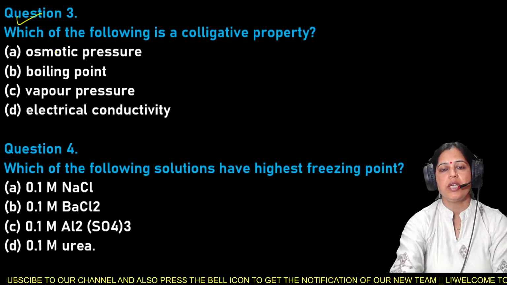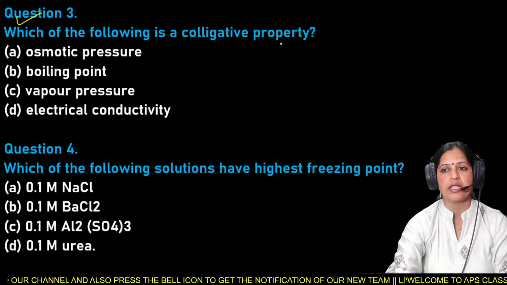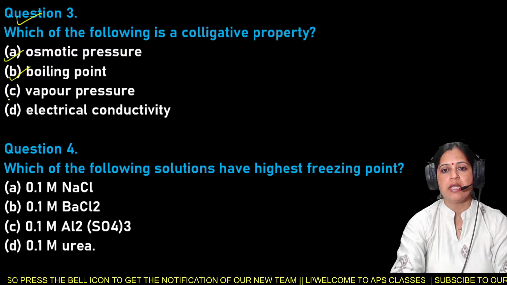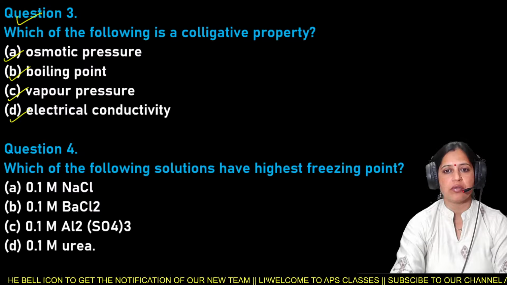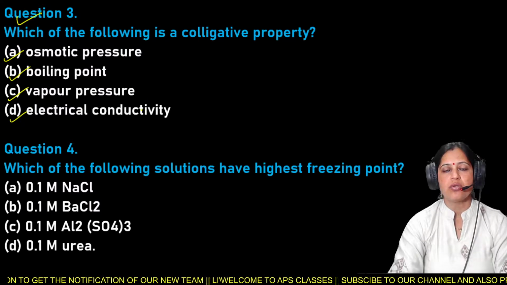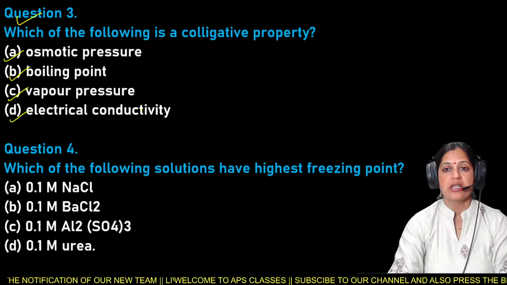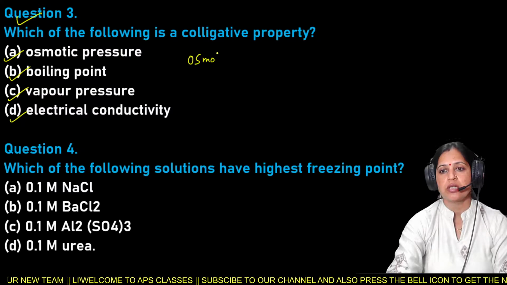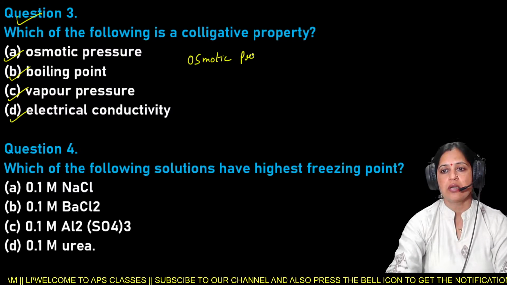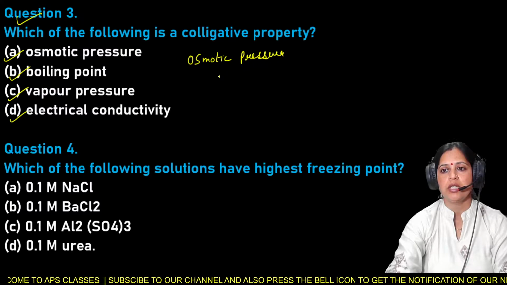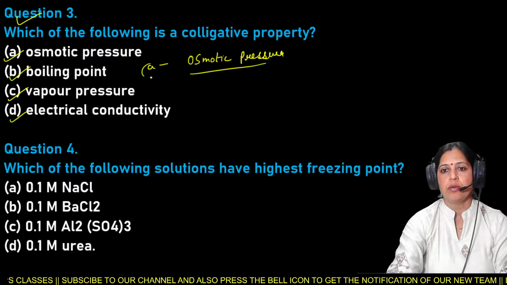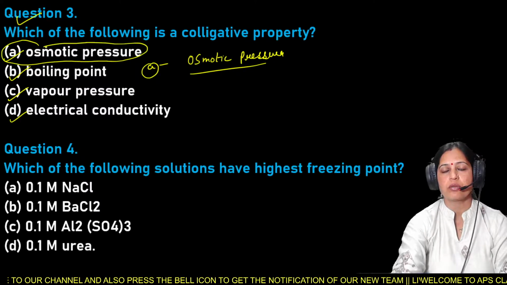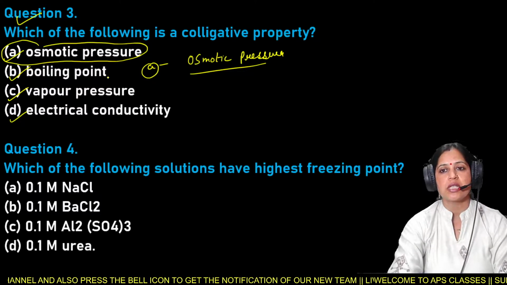Next is question number 3: which of the following is a colligative property? Options are A, osmotic pressure; B, boiling point; C, vapor pressure; and D, electrical conductivity. Out of these properties you have to find the colligative property. Osmotic pressure is a colligative property, not boiling point, not vapor pressure, and not electrical conductivity. So option A is the right answer for question number 3.